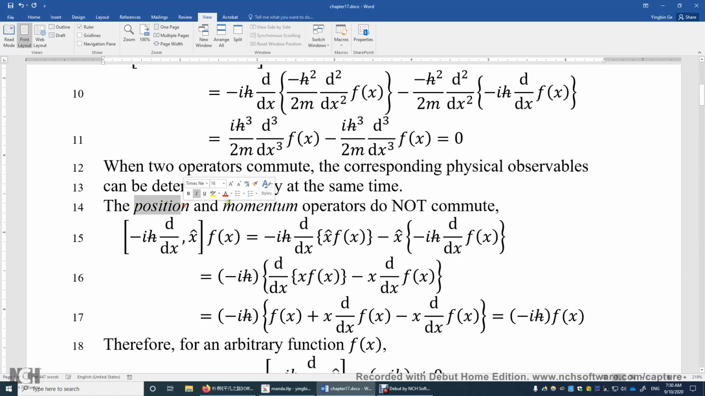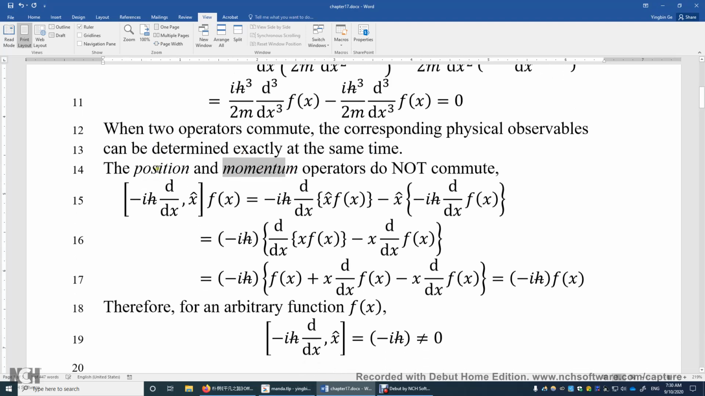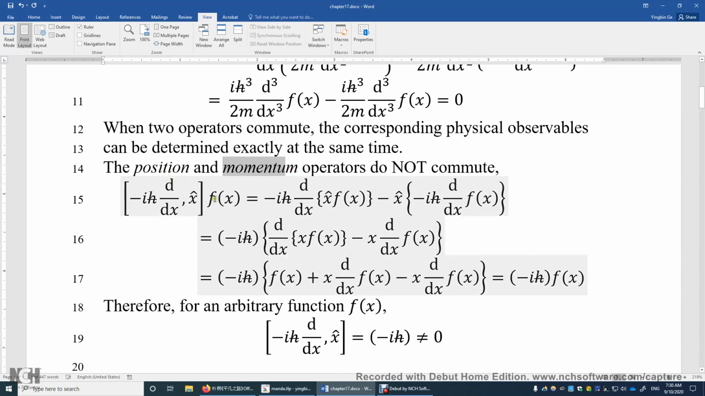The position operator and the momentum operator. We will evaluate the commutator of the momentum operator and the position operator. We do the same procedures. So this is our A, this is our B. So we have A, B, f minus B, A, f. They share a common factor, negative i h bar, so it's here.